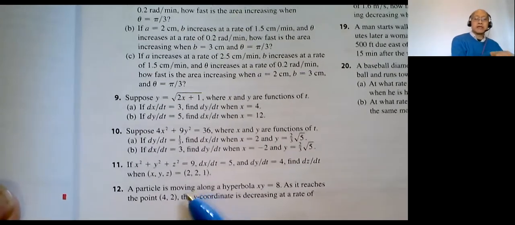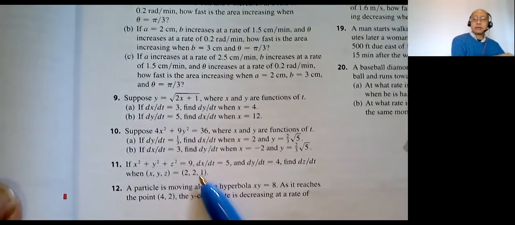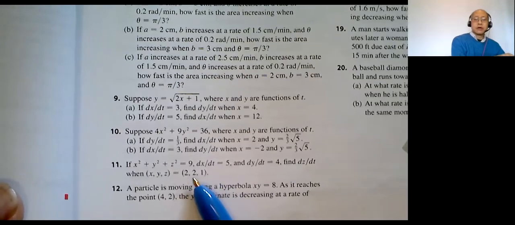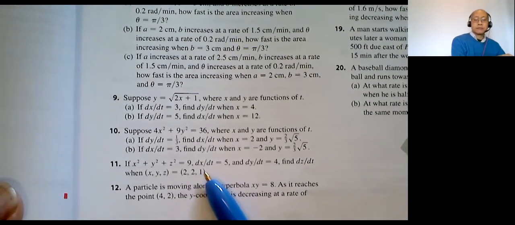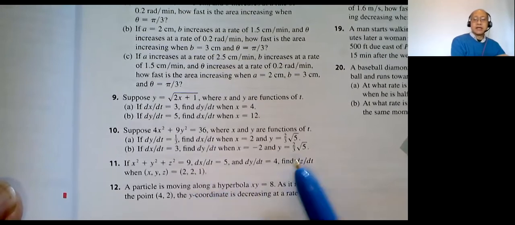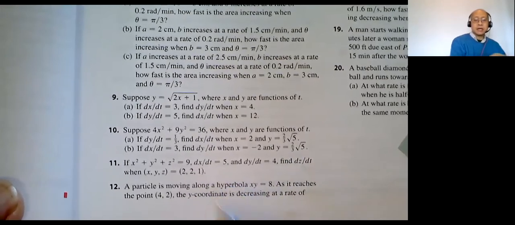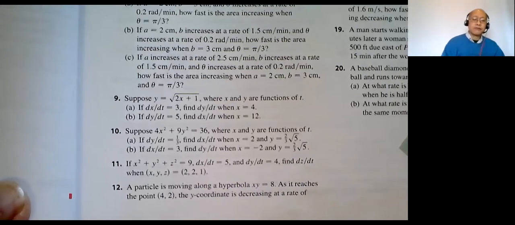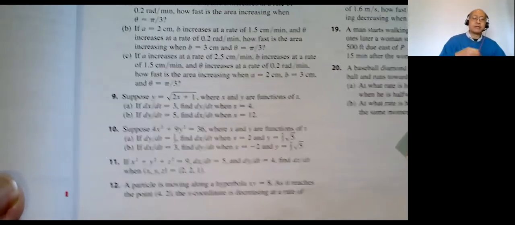Here's a point in space, okay, not in the xy plane, but in space, where x is 2, y is 2, z is 1, okay? And you're given these rates of change, okay? What will dz dt be in this case? Okay, so a little bit of foretaste of what it's like to have a three-dimensional calc.